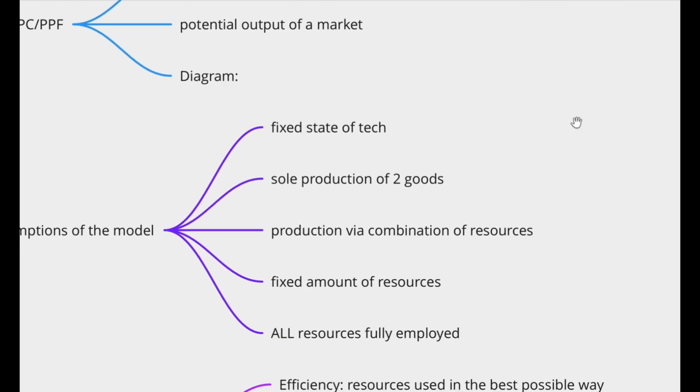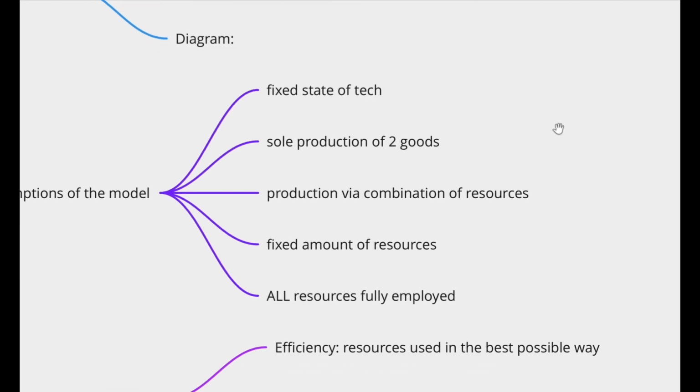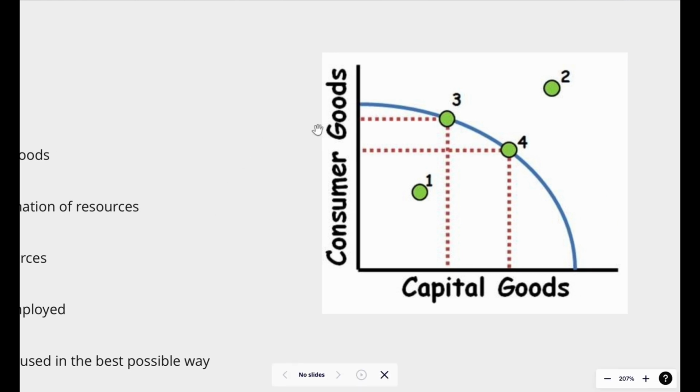Then we have goods produced using a combination of available resources. As we said before, by producing two goods, we are using a combination of resources to achieve that. The amount of resources at the moment in time is fixed. So this corresponds with the rule of scarcity. And last, but not least, all resources are fully employed. So this is what it means for the points on the curve. When the points on the curve are presented, it means that all of the resources that are available are being used in production.